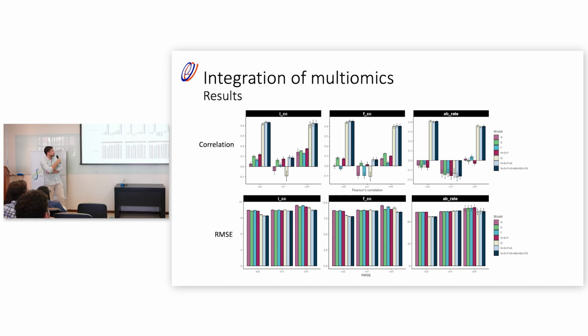Okay, these are the results. This is the initial correlate number, the final correlate number, and the abortion rate. Its color is a model. This is the correlation, and this is the mean square error. We are going to talk about the correlation.